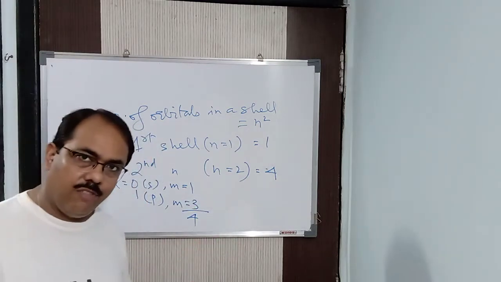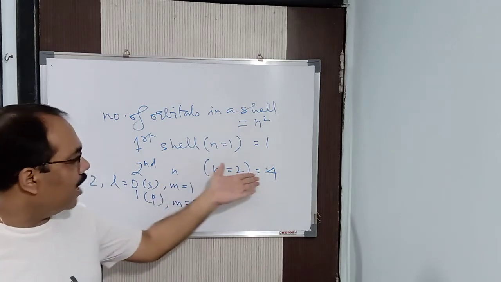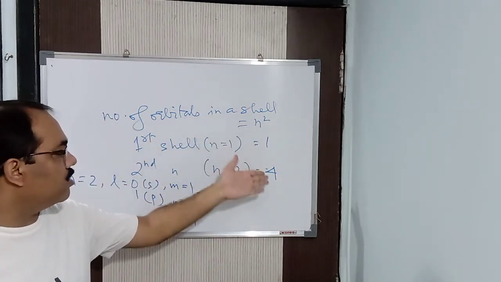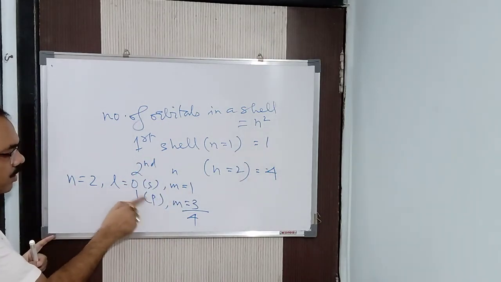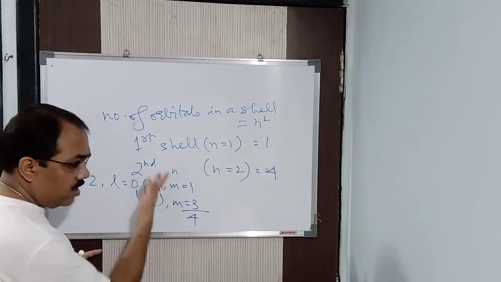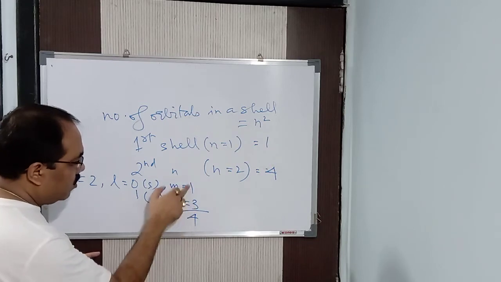In this way, if you find it out theoretically, mechanically, then also you get 4. And by the help of the formula also you get 4. This is a shortcut formula: the number of orbitals in a shell is n square, here 4. How is it 4? N is equal to 2, L can be 0, 1, S and P. 0 means 1 orbital. 1 means how many orbitals can we have? Just now I have drawn it: Px, Py, Pz. So it is nothing but 3. So 1 plus 3 is 4.